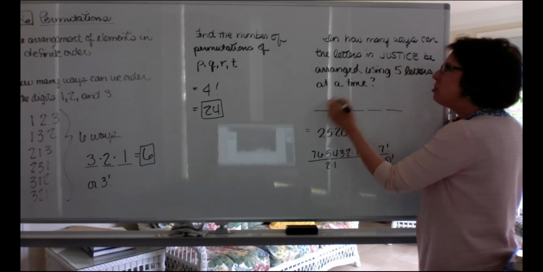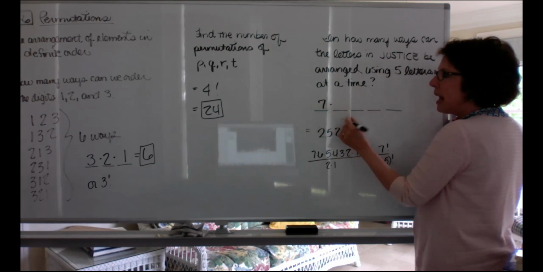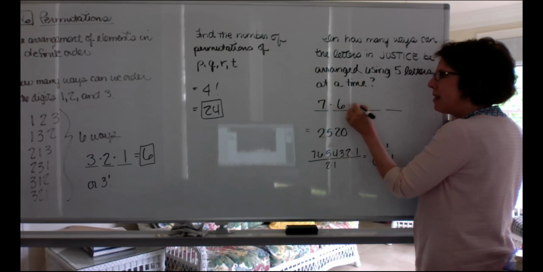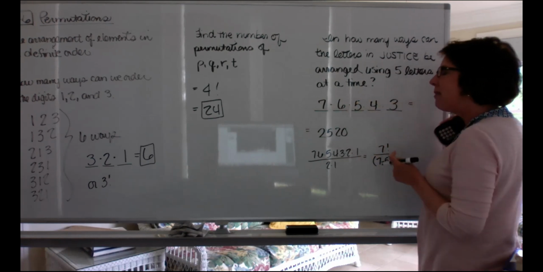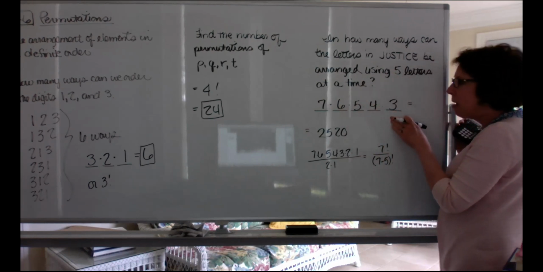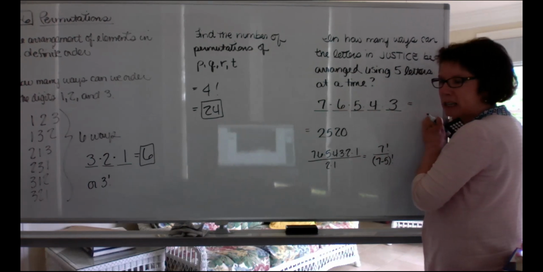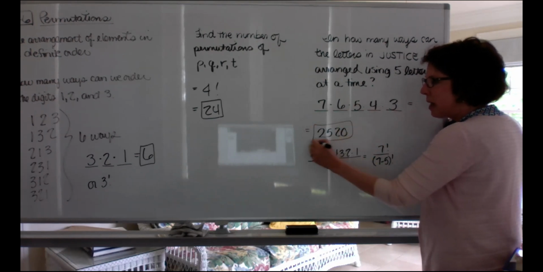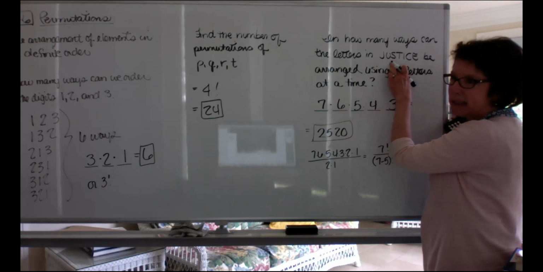Well, my first digit, I have 7 different letters to choose from. In the second position, I'd have 6 because I've already used one in the first position. Then I'd have 5, 4, 3. So what I have here is 7 times 6 times 5 times 4 times 3, and I stop here because I only am choosing 5 letters. I can't go on to the 6th and 7th slot. So that number, I've already put the answer here, 2,520 ways I can arrange 5 of these letters.